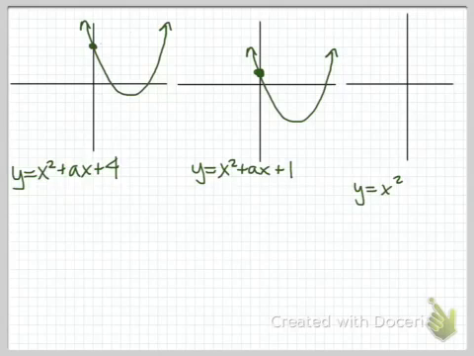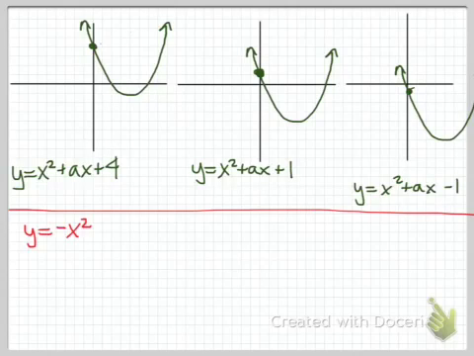And then if I said let y equals x squared plus ax minus 1, negative 1 is going to be where it crosses the y-axis. Negative 1 is going to be 2 units lower than 1 in the previous graph, so we're just going to keep moving it down, and you get the parabola that crosses at y equals negative 1.